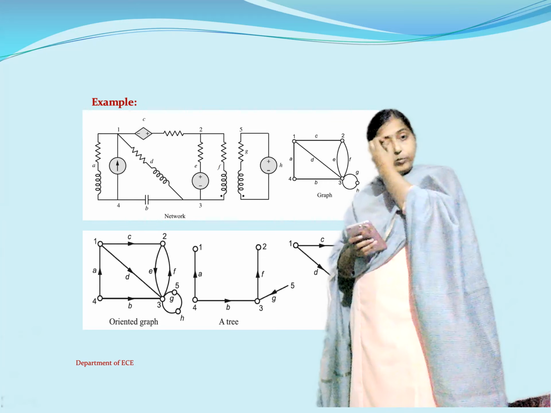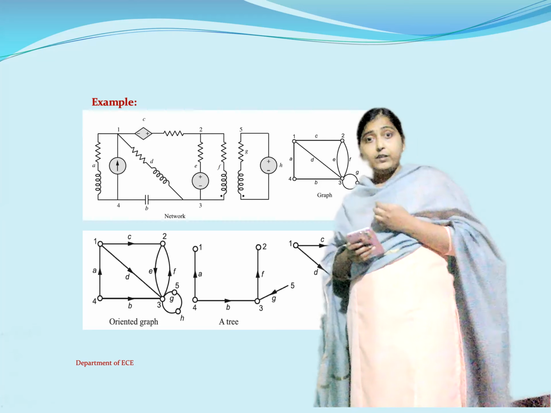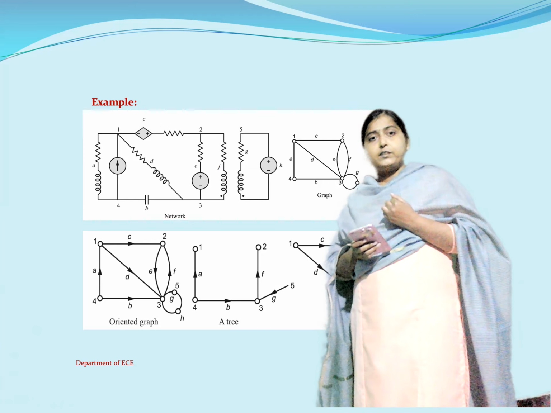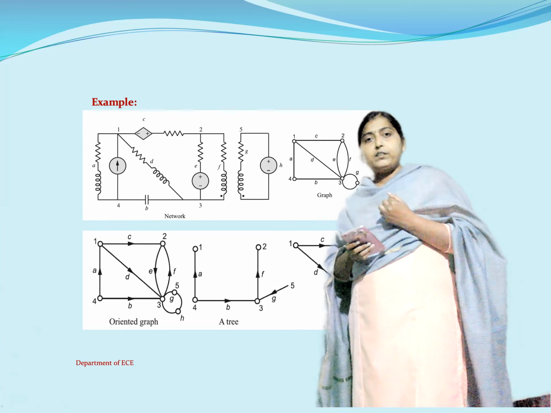So how many branches are there? Let us calculate once again. 1, 2, 3, 4, 5, 6, right? 7, 8. 1, 2, 3, 4, 5, 6, 7 and then 8.